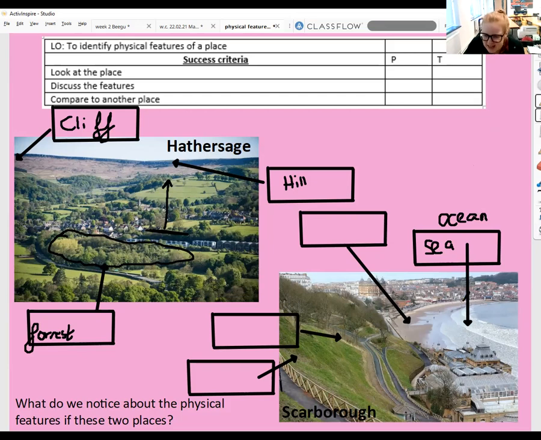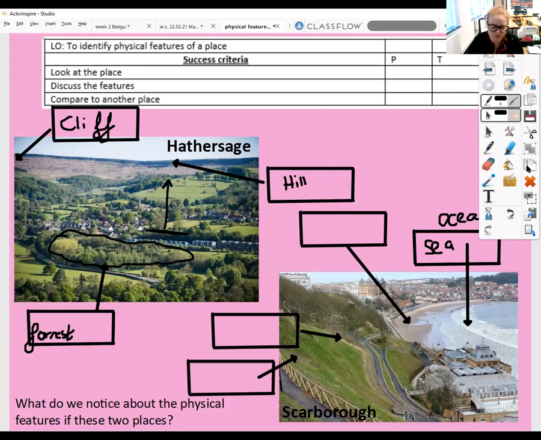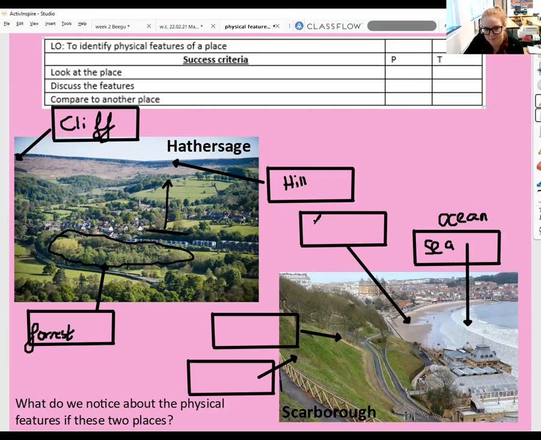Okay, what is this area down here? It looks quite golden, maybe quite sandy. Sand's quite like small grains of shell and rock. What do you think this is down here? This is the beach. Beach, fantastic.